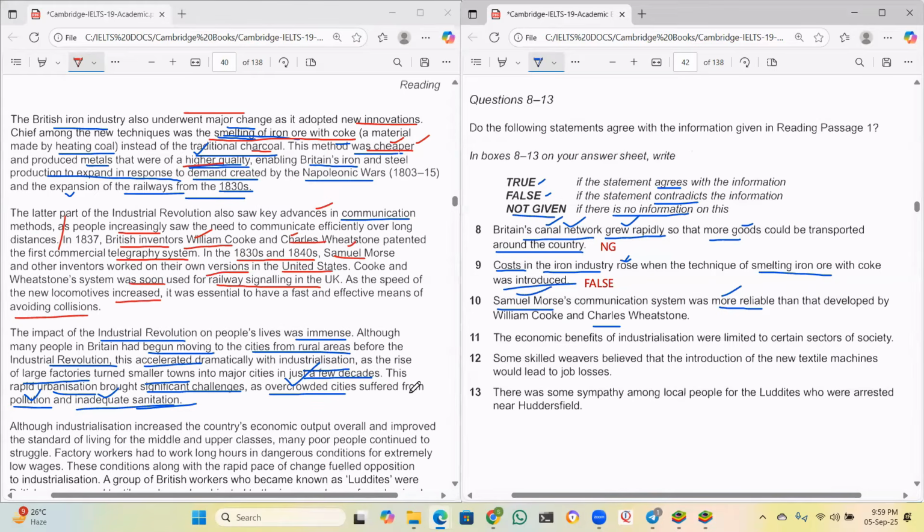Okay. Now here he says Samuel's communication system was more reliable than that by William and Charles. So he's comparing these two and telling that he is better. Did we read anything about that? So William and Charles patented the first telegraphy system. Then Samuel Morse and other inventors worked on their versions in the US. And Cook and Wheatstone was soon used for railway signaling in the UK. So nowhere in the paragraph they compared these two. They did not say which one is more reliable. So yes, we cannot say, the information is not sufficient and the answer is not given. Okay.